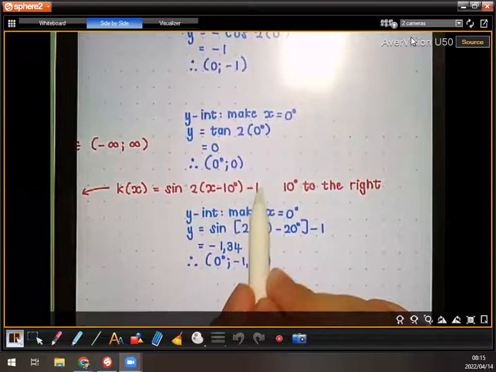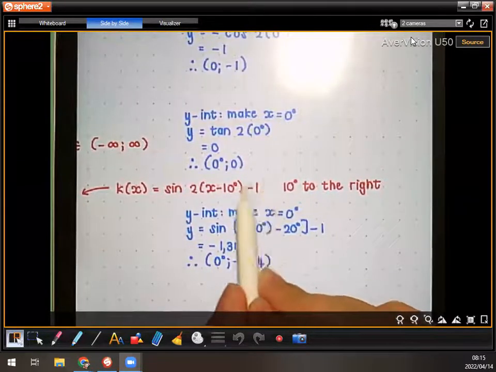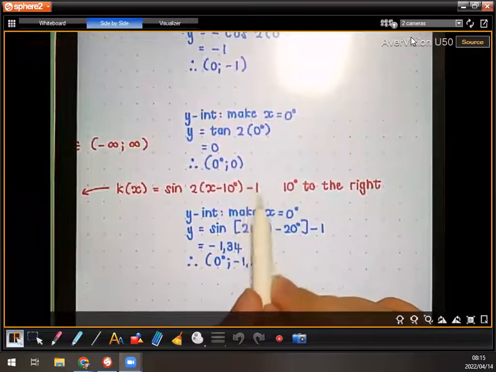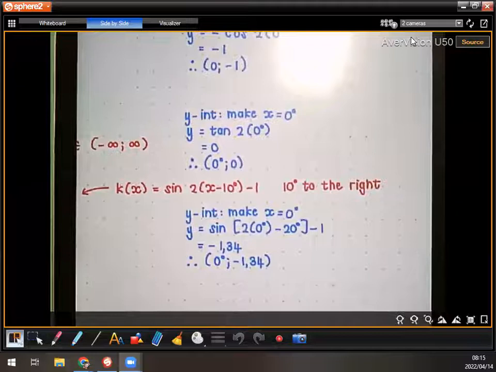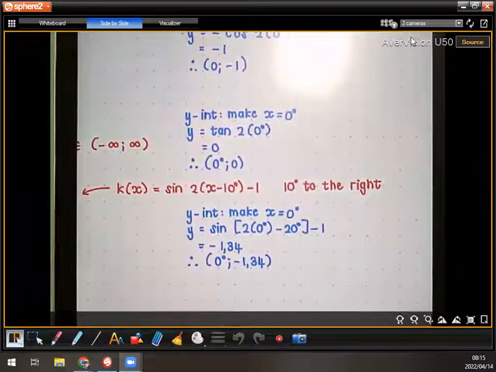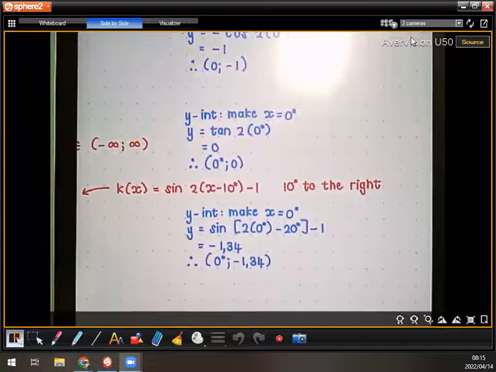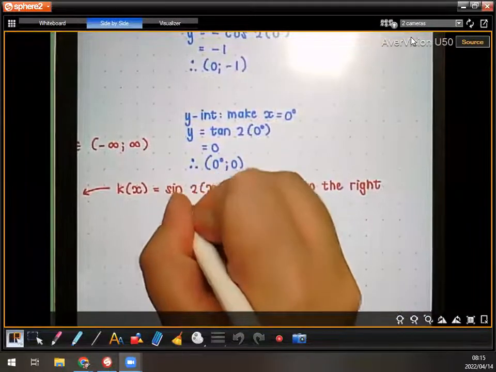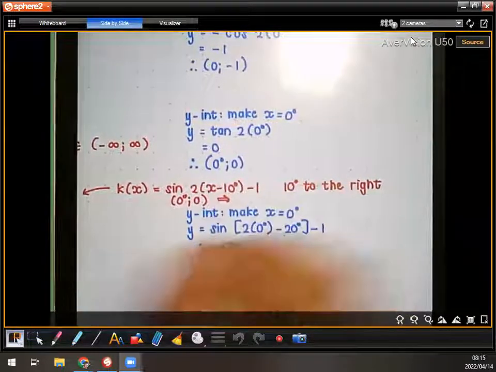It doesn't really matter what the y value is. But let's quickly think, what does this minus 1 at the end do to the graph? It shifts it down, hey, by 1 unit. So this graph would normally actually start at 0, negative 1. Okay, but that's not really important. We can just say 0, 0 for this because we are just talking about that shift.